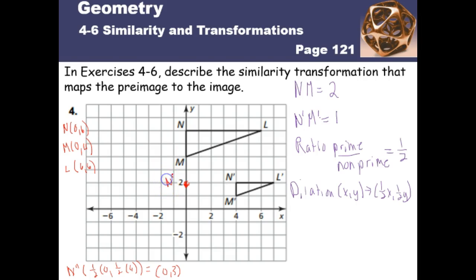That's N double prime. And then M double prime is the same thing. It's going to be 1/2 of 0 and 1/2 of 4. So 1/2 of 0 is 0 and 1/2 of 4 is 2. So 0, 2. And then finally L double prime is going to be 1/2 of 6 and 1/2 of 6. So 1/2 of 6 is 3, 3.